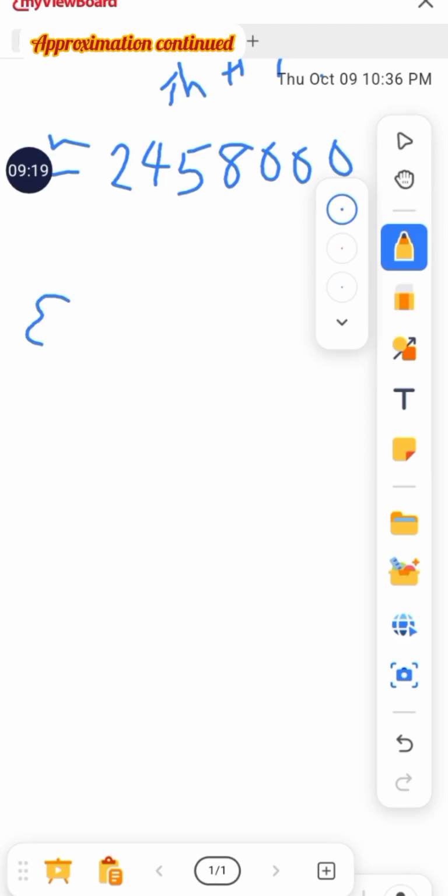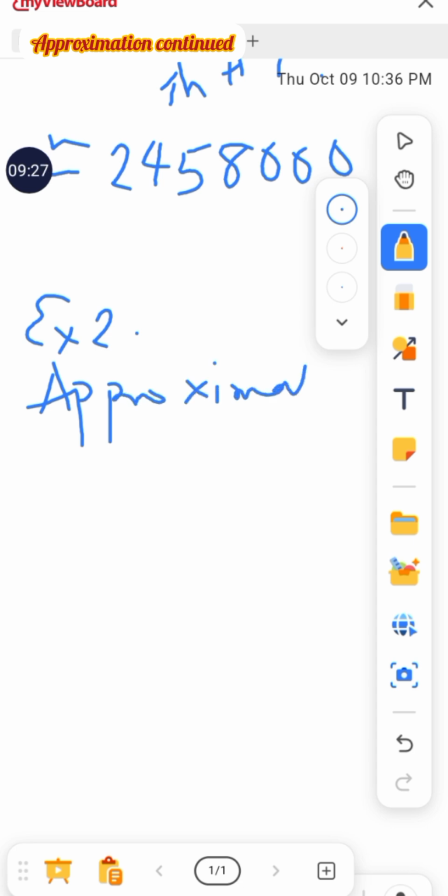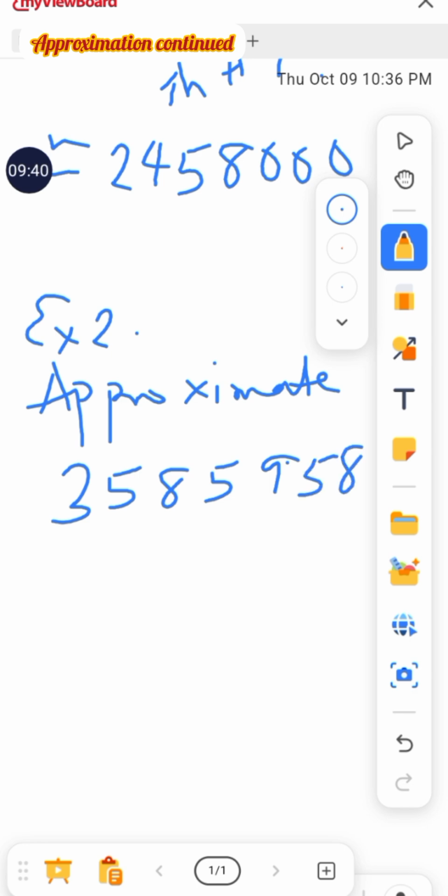So I'd like us to look at this example too. Okay, approximate 3585958. We want to approximate this number to the nearest tens.